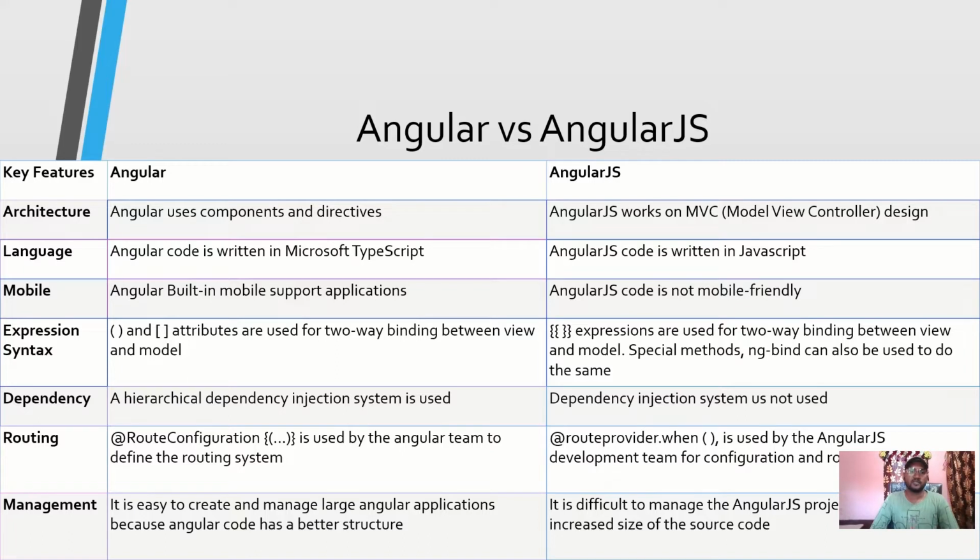Then the language: Angular code is written in Microsoft TypeScript, but AngularJS code is written in plain JavaScript. It was totally JavaScript code. Angular is mobile friendly, and you can develop mobile applications through Angular also. But AngularJS is not mobile friendly. You cannot develop mobile applications using AngularJS.